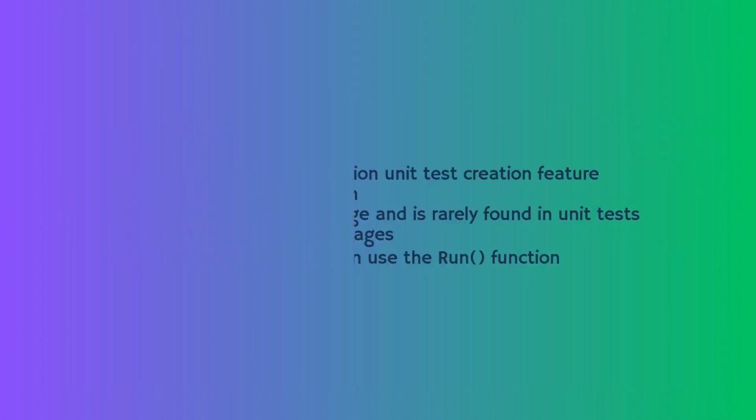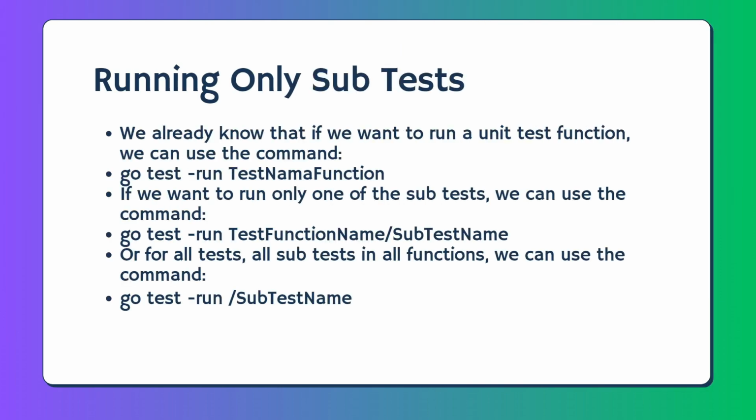Running only subtests. We already know that if we want to run a unit test function, we can use the command go test -run with the test function name. If we want to run only one of the subtests, we can use the command go test -run with the test function name / subtest name. Or for all test functions and all subtests, we can use the command go test -run /subtest name.